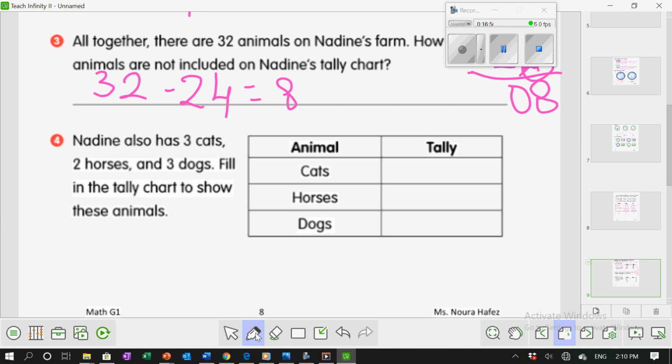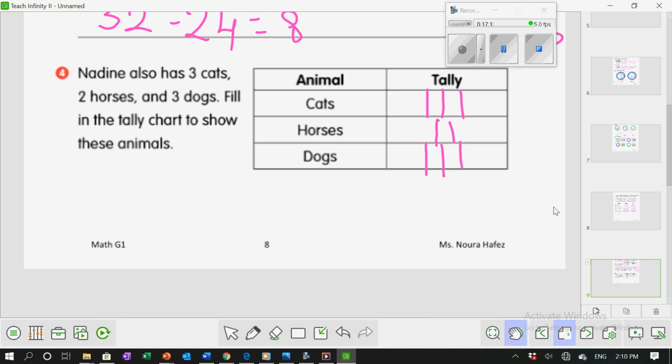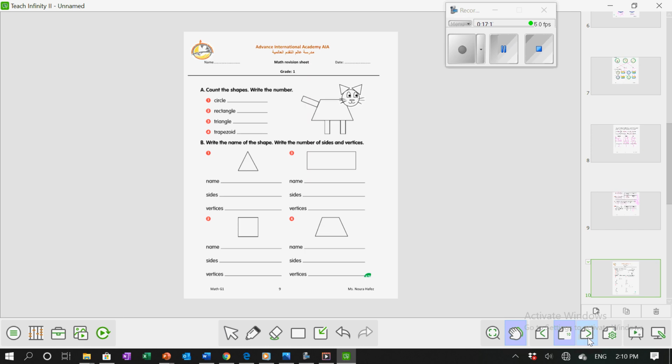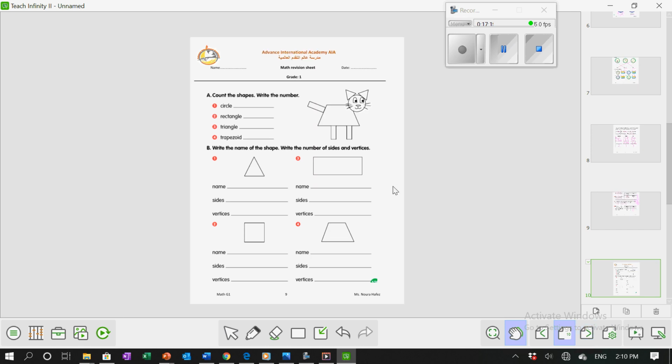Nadine also has 3 cats, 2 horses, and 3 dogs. Fill in the tally chart to show these animals. So we have to draw the tally sticks. 3 cats, 1, 2, 3. 3 dogs, 1, 2, 3. 2 horses, 1, 2. So easy. Yes.